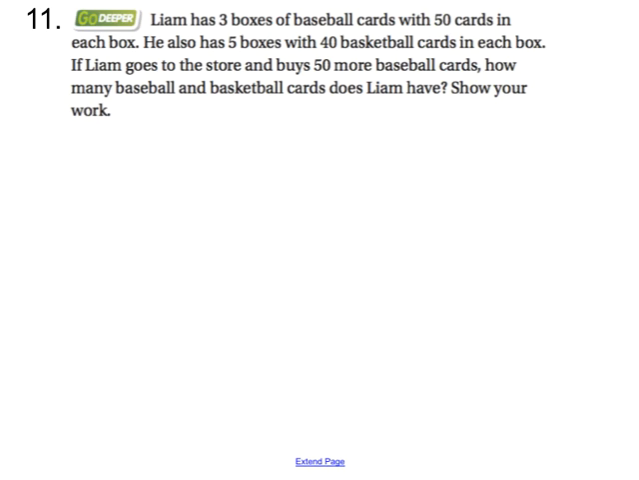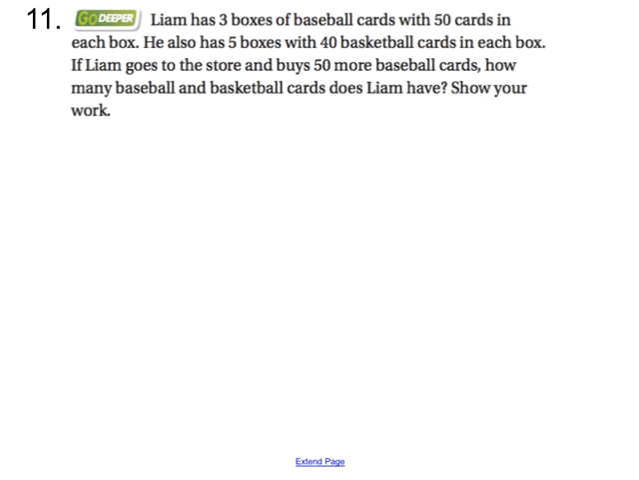Well, I notice in the question, it says, how many baseball and basketball cards does Liam have? So I need to figure that out. But do I know how many baseball cards he has? Not yet. He has a bunch of boxes and cards in each box. How about the basketball cards? He has boxes filled with basketball cards in each box. So we really need to find out how many baseball cards there are in the 3 boxes in total, and how many basketball cards he has total in the 5 boxes.